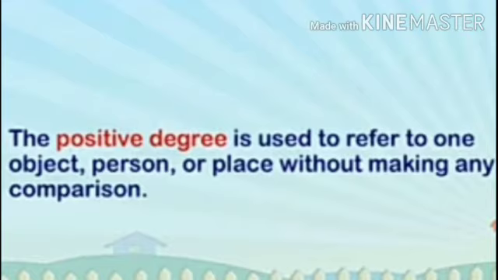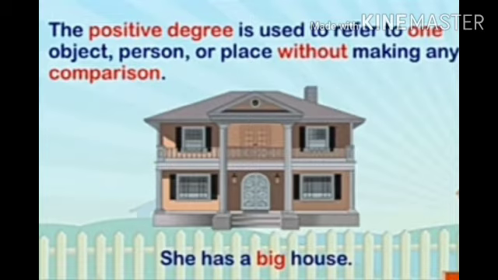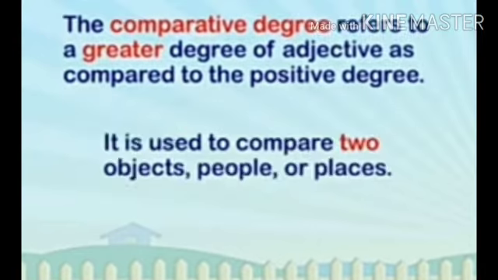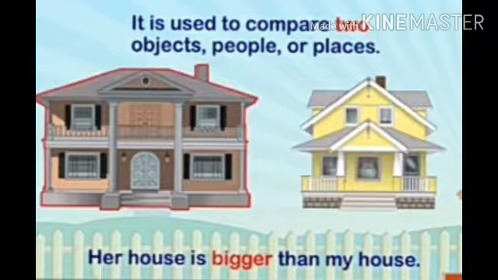So, the positive degree is used to refer to one object, person or place without making any comparison. For example, she has a big house. Next is the comparative degree. It refers to a greater degree of adjective as compared to the positive degree. It compares two people, objects or places. For example, her house is bigger than my house.